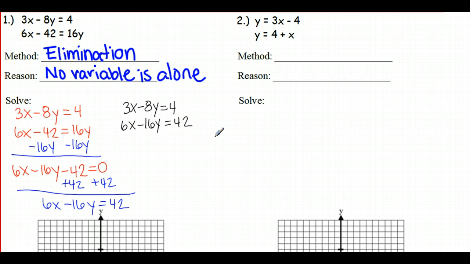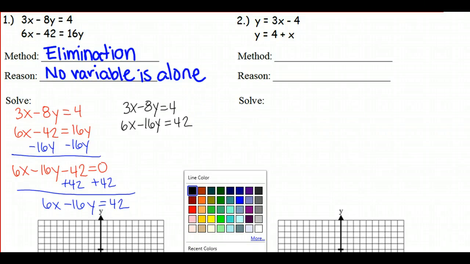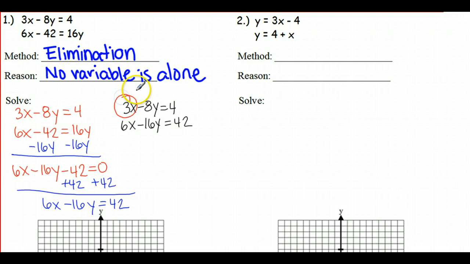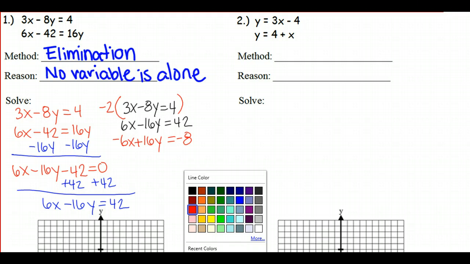Now the next thing that's important is that one of your variables has to have opposite coefficients. If I look at my two equations, I know that if I multiply the x term by a negative 2, then my x variable will have opposite coefficients. So we're going to multiply the entire top equation by negative 2. When we do that, we get negative 6x plus 16y equals negative 8. And we're going to go ahead and solve that.